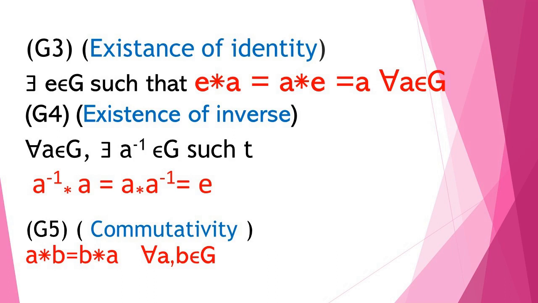Now next is commutativity. So what is meant by commutativity? The commutativity property is nothing but the order of operation of any two elements. If we change it, then the value does not change. So see here, A star B is equal to B star A for all A and B belonging to G. That means if we take the star product of any two elements and change their order, we get the same value, and this is called commutativity.